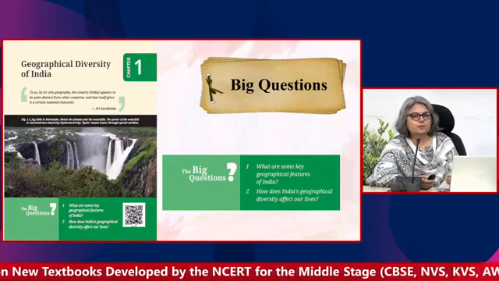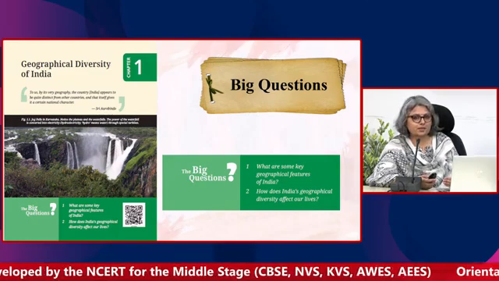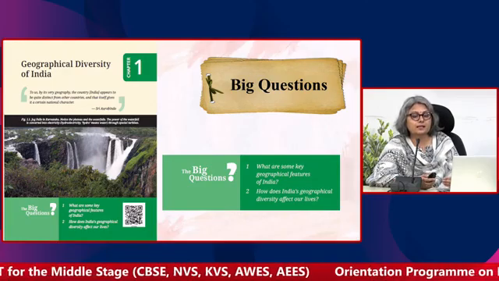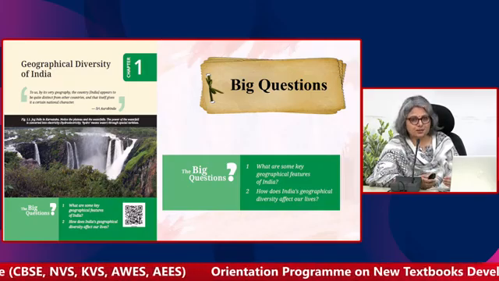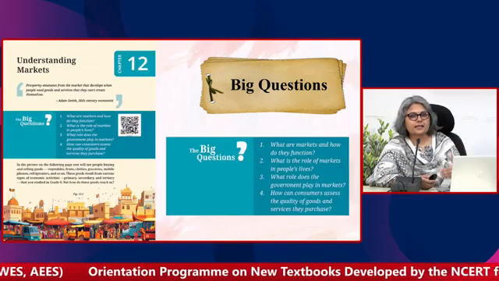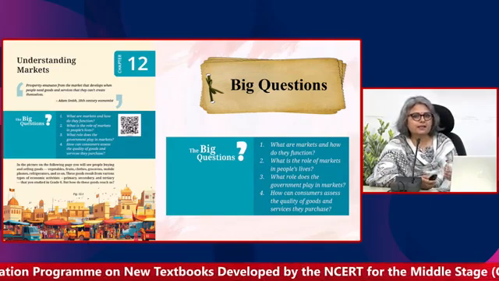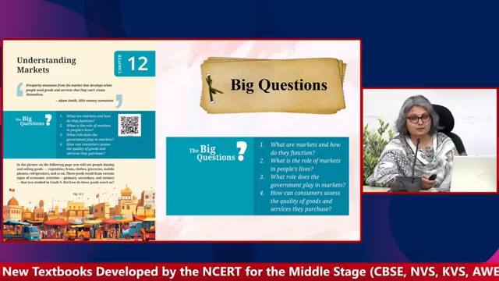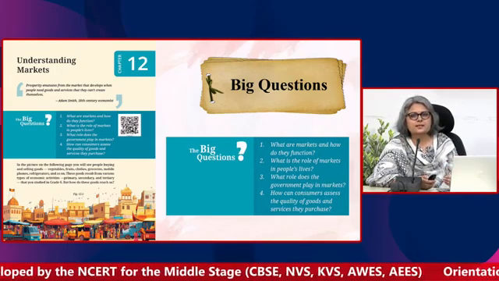The quotation is followed by a picture related to the theme, and then we have big questions. There are 2-3 big questions. These big questions are basically broad ideas around which the whole chapter has been interwoven. Like in Understanding Market, as you can see on the screen, some big questions are: what is meant by a market? How do markets play an important role in the lives of the people? Likewise, questions are there.